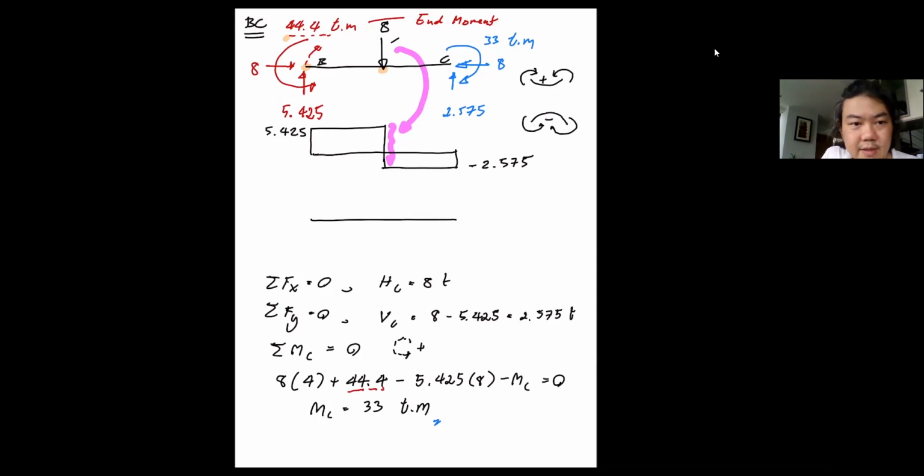Please notice that there is a sign for the moment on both ends. So if you look at the left end and it's this direction, so that is this one. So it's a negative moment. So we begin with minus 44.4. And then because we have the positive shear area here, this moment is going to go up. So the question is, how much? And this positive area is, of course, equal to 5.425 multiplied by 4. So it's roughly 20 something.